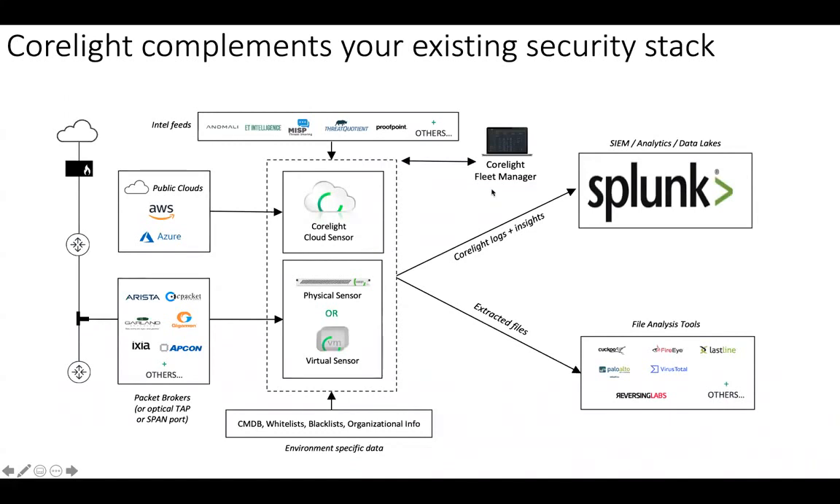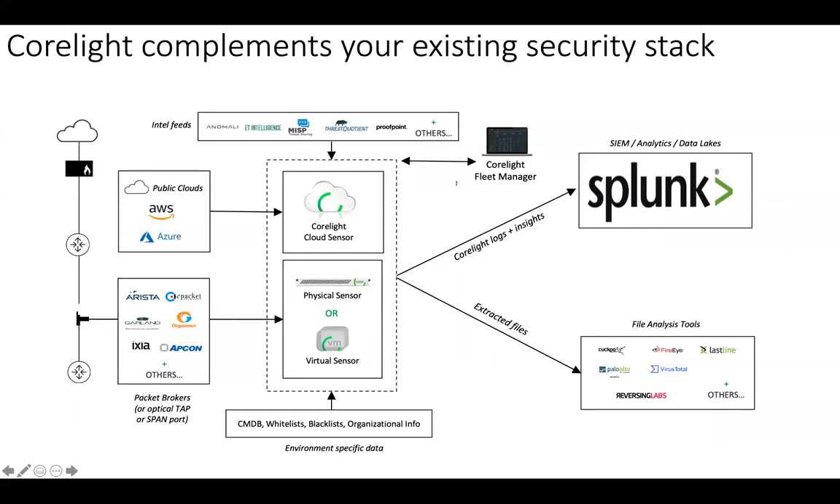Right. So this is a typical deployment from a sensor standpoint. As you can see, it is completely passive. The sensor is getting a copy of the traffic off of the network. It's going into your packet broker fabric. And then from there, it's getting forwarded into the Corelight sensor.